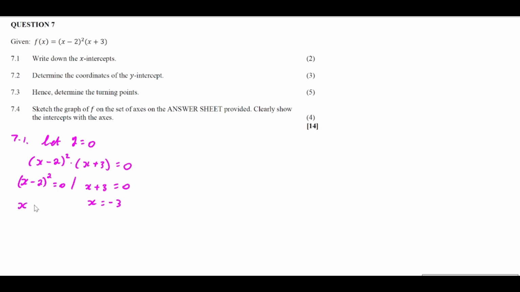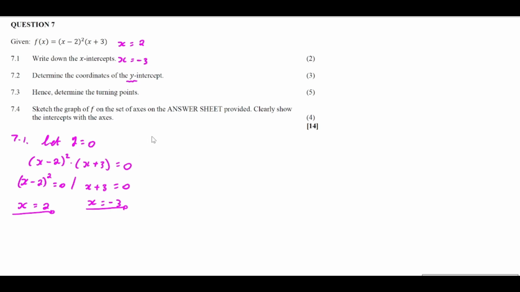And the other x-intercept, if you take the square root on both sides, you will end up with x equals positive 2. So you have 2 and negative 3. So your x-intercepts here are positive 2 and negative 3.